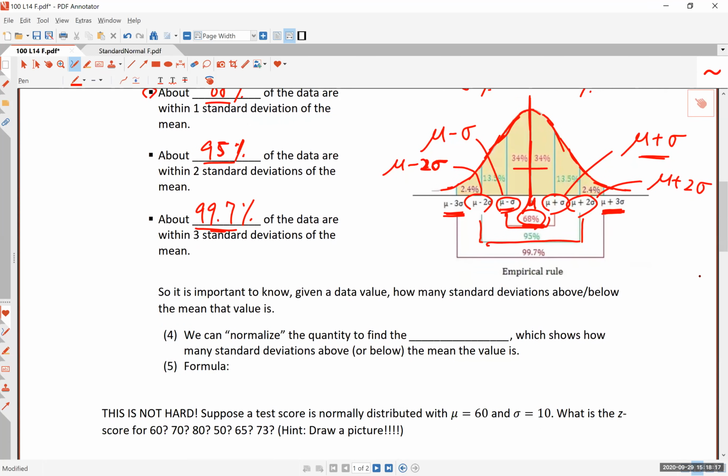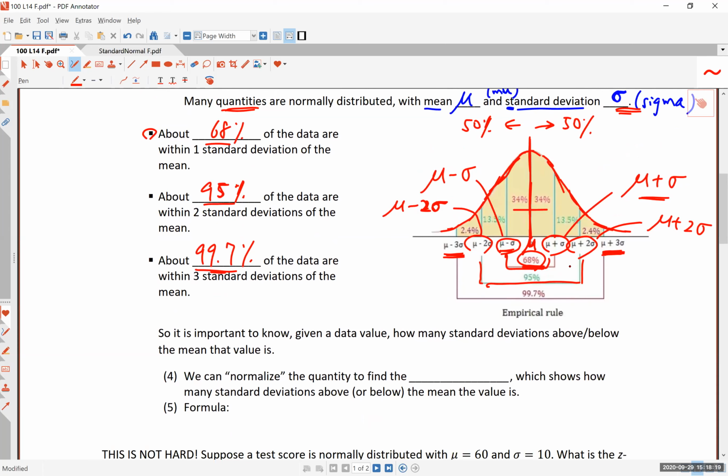All right. So now, here is the distribution of a test score, and it is something big, like maybe an SAT test score, maybe an IQ test score, maybe an ACT test score, and they are normally distributed. How do I know that my score is over here or here? How do you know how many standard deviations above the mean my score is? That is a very important question. It is important to know, given any data value, how many standard deviations above or below the mean that value is.